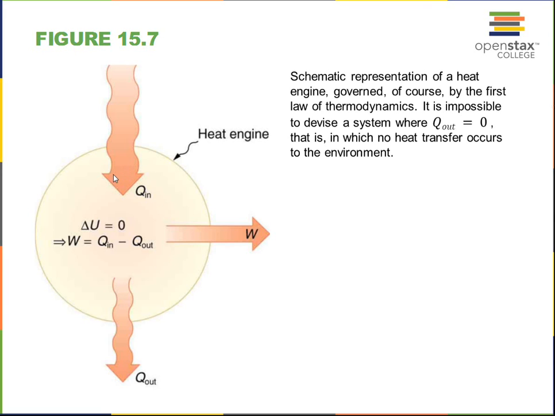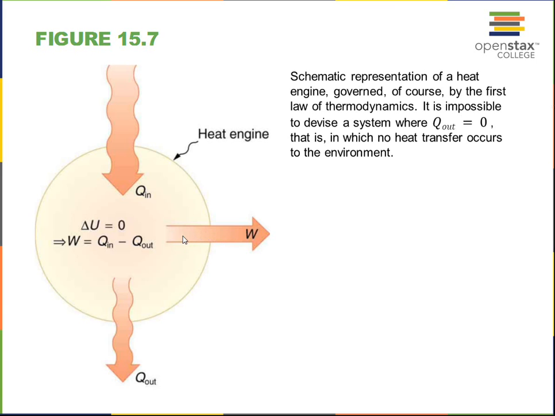Our energy supply, this Q in, there's no source of energy in the heat engine itself. The energy is moving from the high temperature reservoir towards the low temperature reservoir. That's the way our energy naturally moves. And we're capturing some of that in some mechanism, this heat engine. A portion of the energy from the high temperature reservoir becomes useful work.